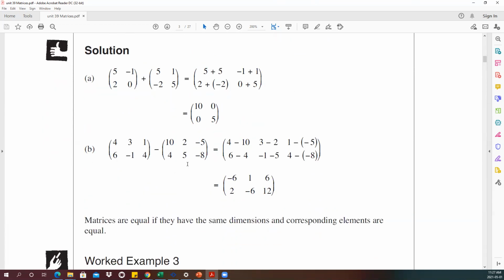Simple as day, right? And then for subtraction, again, element by element. So this is 4 minus 10, 3 minus 2, 1 minus 5.